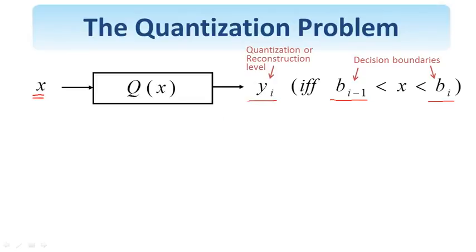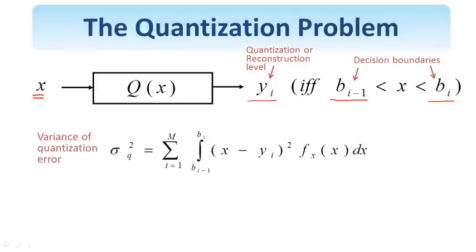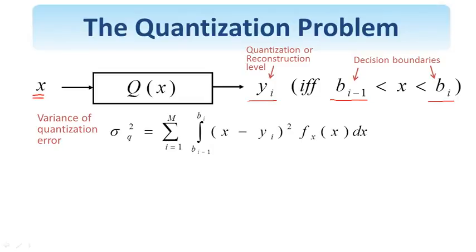Assume we want to design an m-level quantizer. The variance of the quantization error is equal to this. Inside two consecutive boundaries, b_{i-1} and b_i, which are referred to as a bin, the variance of the error is equal to the error squared. All the values x are represented by y_i, so this is the error squared, times the probability density function of the random variable x. This is just the definition of the variance.